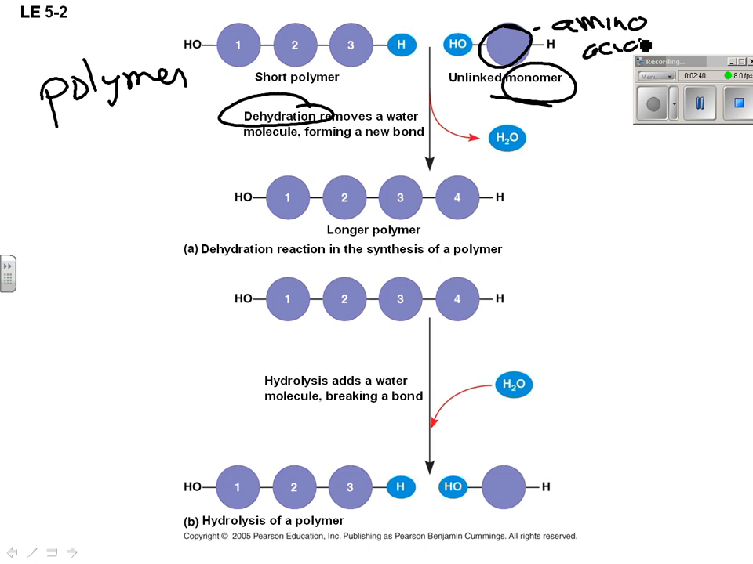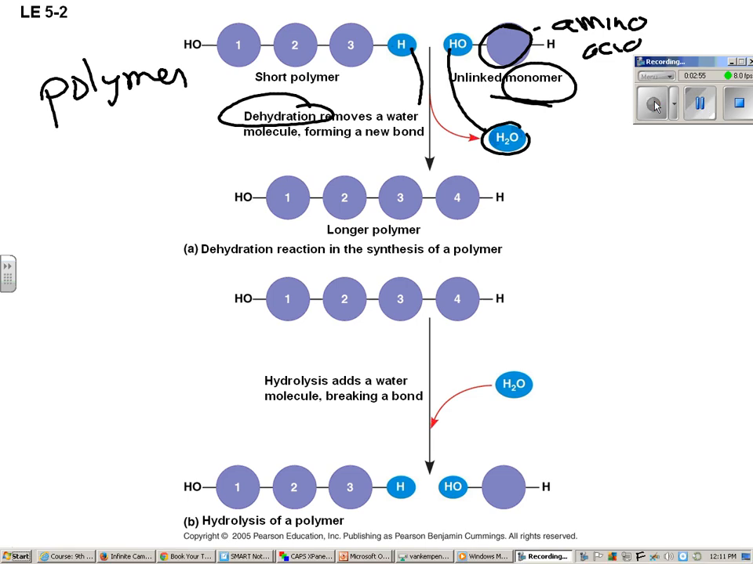And to join a bunch of amino acids together, we take off a hydrogen from one and a hydroxyl group from the other, and water is produced. To make a larger, longer polymer, we remove a water molecule.